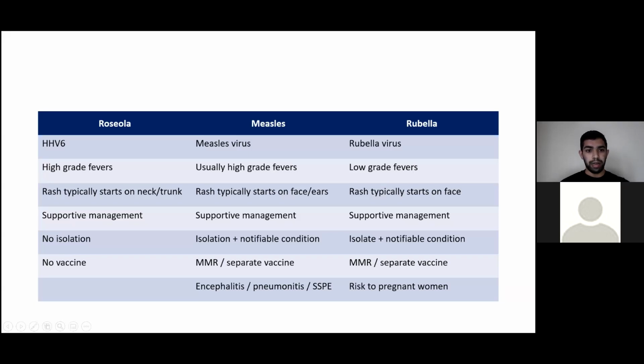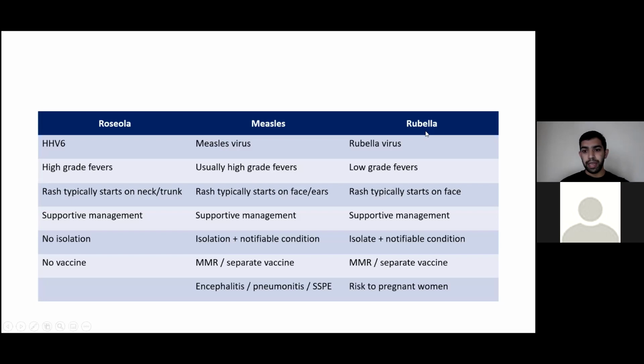But the key thing to bear in mind is that Roseola is quite benign. There's no vaccine, it's supportive management, and no isolation is needed. Measles, super serious, highly infectious. You need to isolate. It's a notifiable condition. You can prevent it with either the MMR or the separate vaccines, and it has profound complications. And we need to have a vaccination rate of roughly 95% of the population to essentially protect the public from measles outbreaks. It's really infectious.